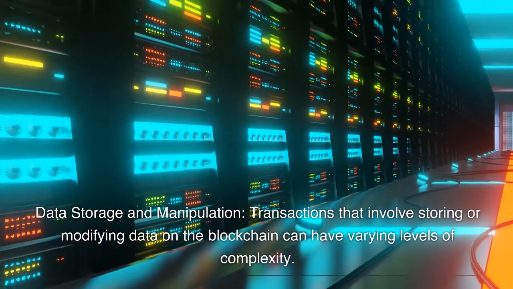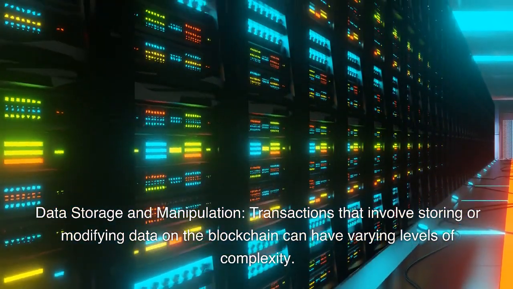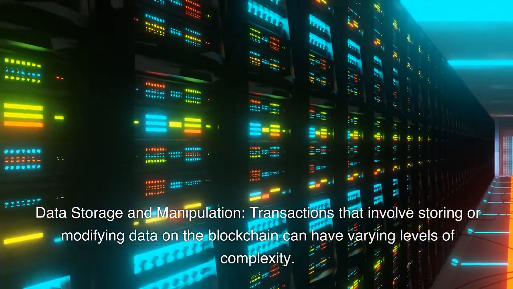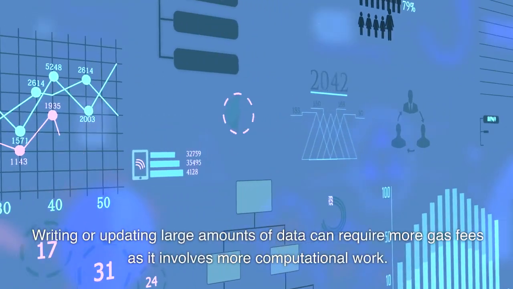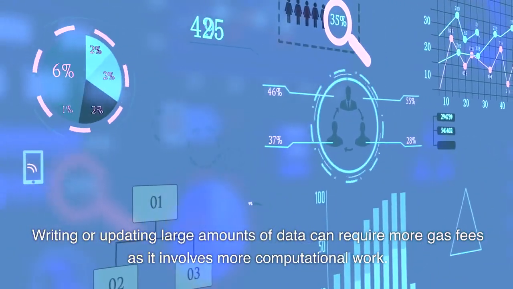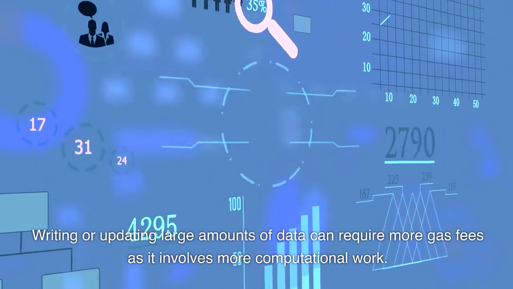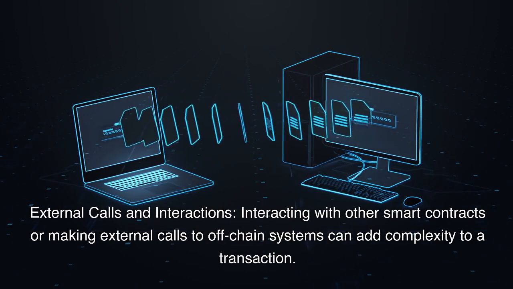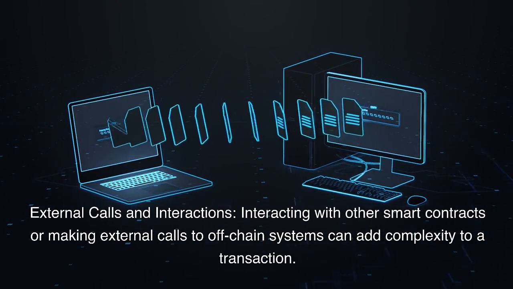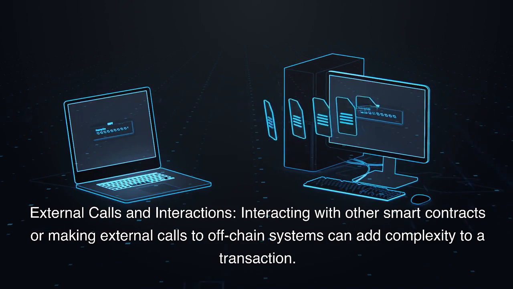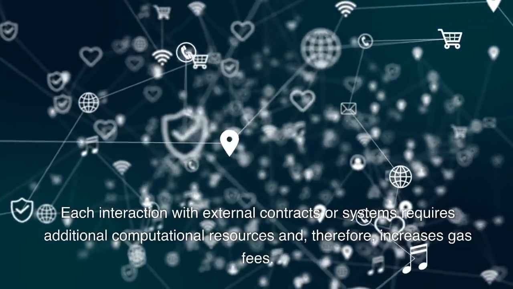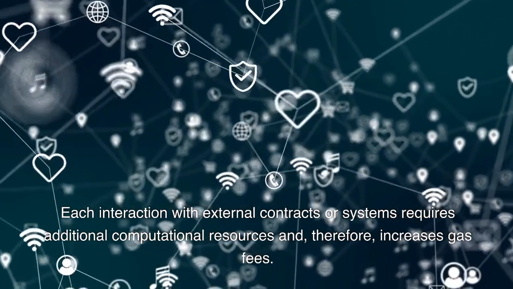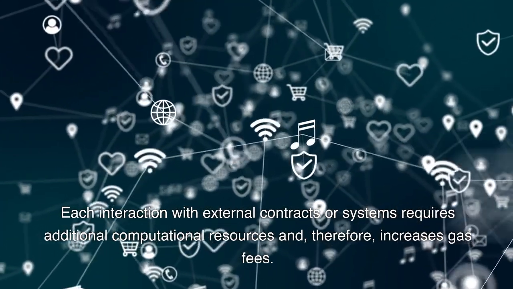Data storage and manipulation. Transactions that involve storing or modifying data on the blockchain can have varying levels of complexity. Writing or updating large amounts of data can require more gas fees as it involves more computational work. External calls and interactions. Interacting with other smart contracts or making external calls to off-chain systems can add complexity to a transaction. Each interaction with external contracts or systems requires additional computational resources and, therefore, increases gas fees.